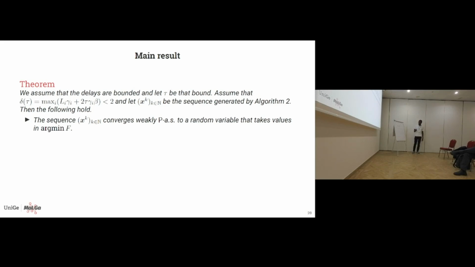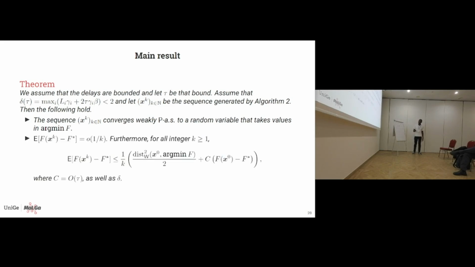And we prove that this sequence converges weakly to a random variable, because the sequence is random because of the random selection of the coordinate. It converges to a random variable that takes value in the argmin of f, so it converges to a minimum basically. We also give a rate of convergence, which is 1 over k. In the gradient case, we recover the 1 over k, as I said in the beginning. But you have, of course, a constant here that depends on the delay, as does the delta here. They both depend on the delay.